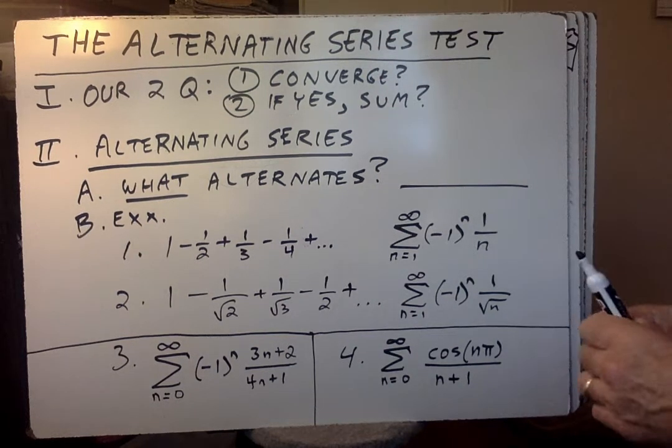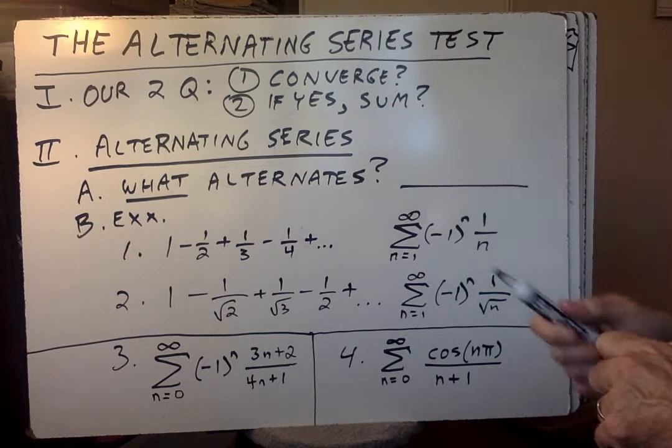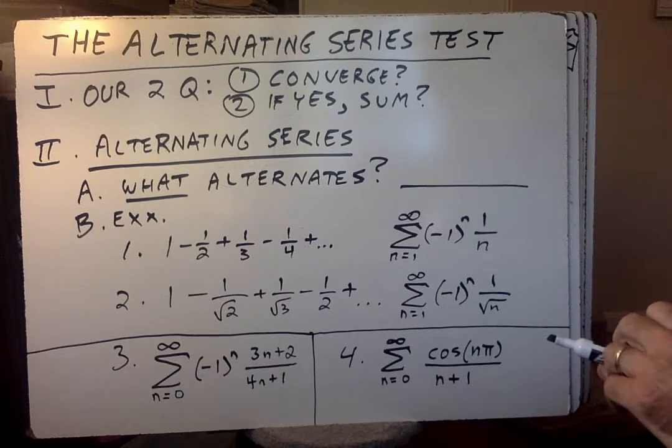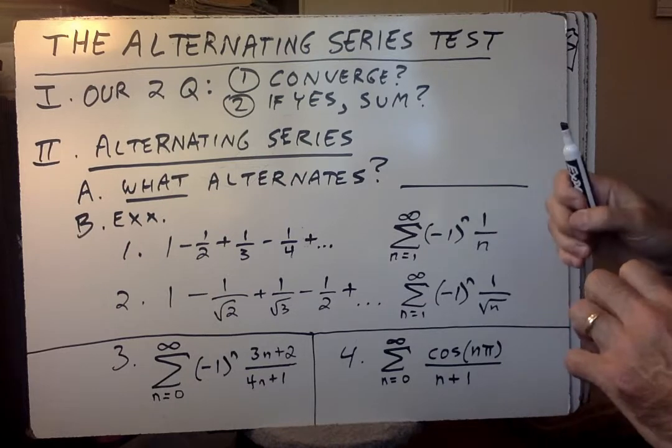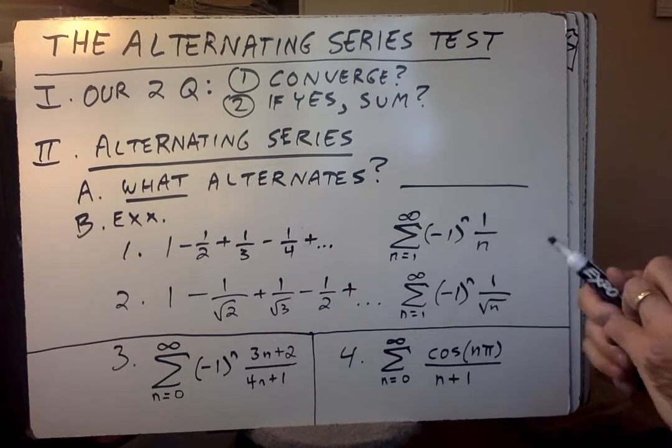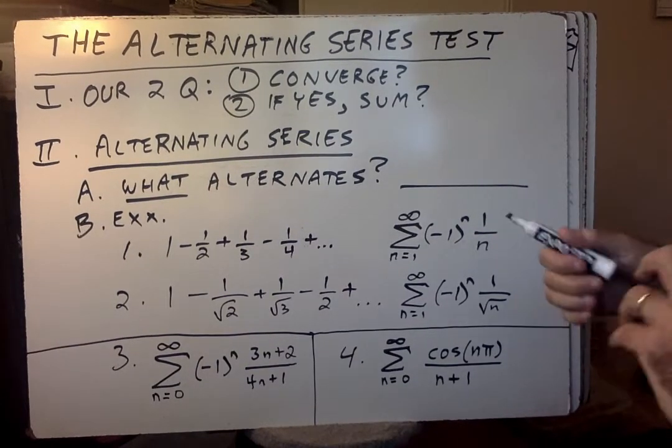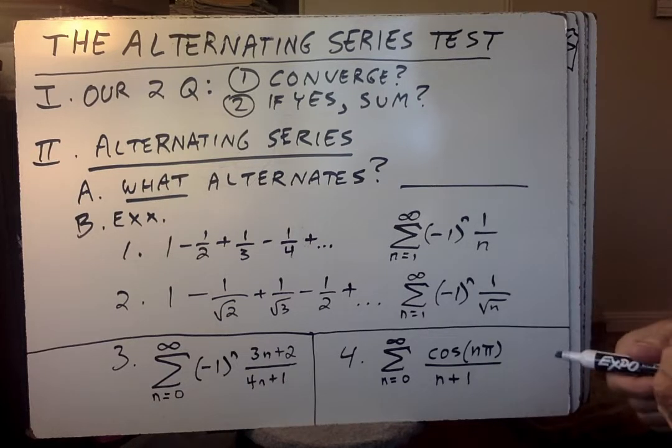Alternating series are a type of series, and when you see an alternating series, there's a specific test you can apply to it that's pretty simple. As soon as you see an alternating series, your eyes should light up and you say, okay, this is going to be pretty easy. For many reasons, alternating series are your good friends when you're studying infinite series.